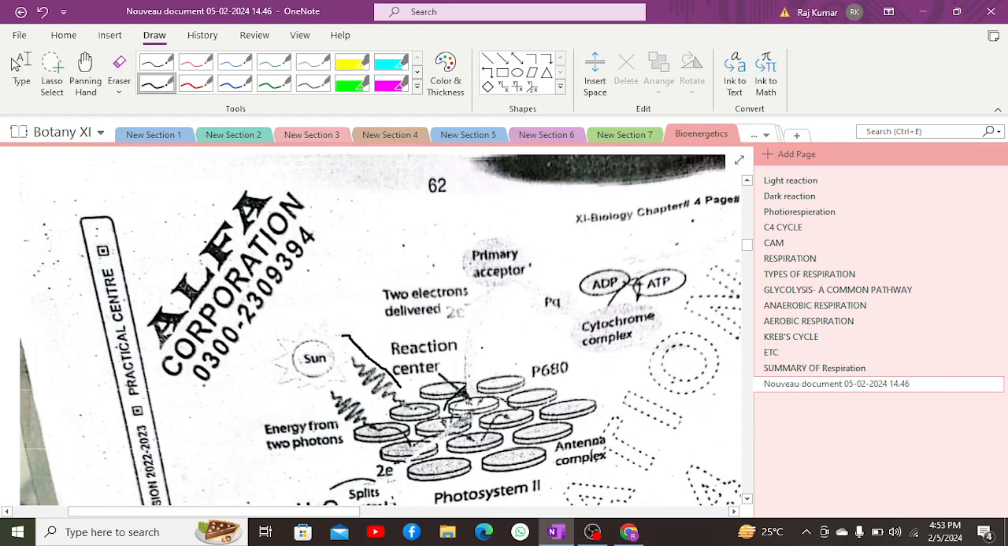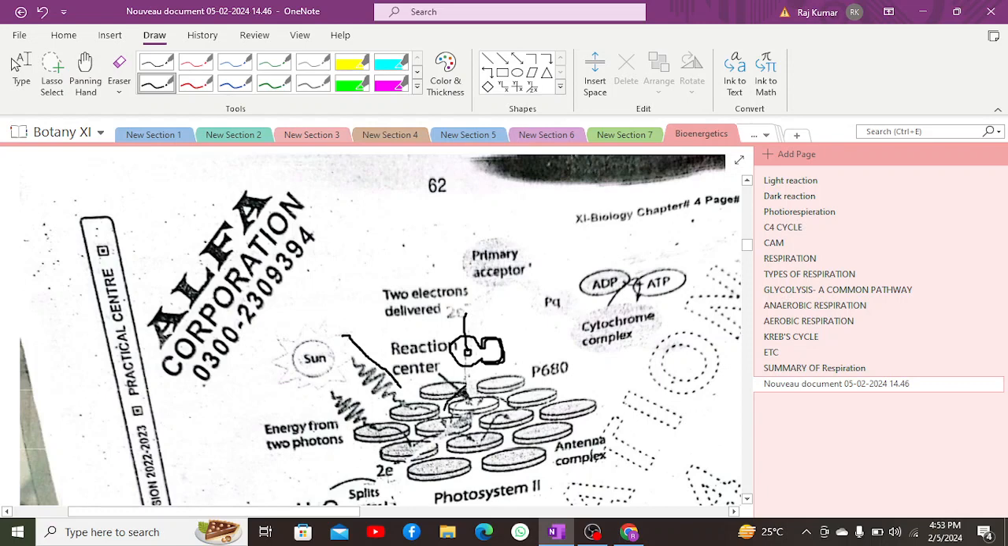One more thing, the reaction center is in the form of a dimer, which means there are two chlorophyll A molecules attached. So the reaction center is in the form of a dimer, due to which the magnesium atom from both releases two electrons to the primary electron acceptor.